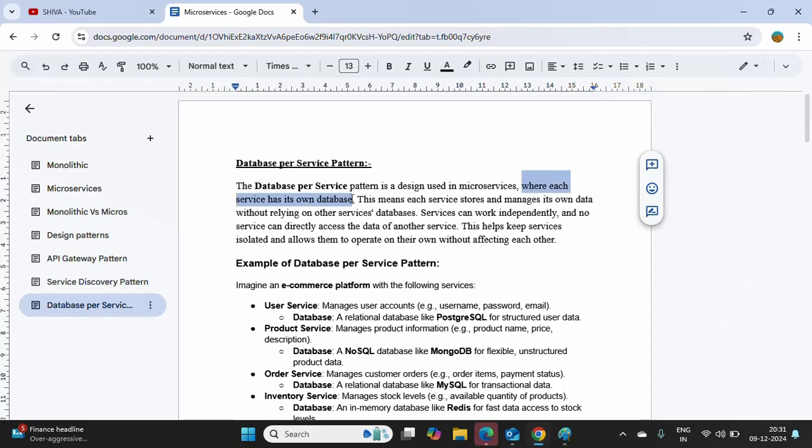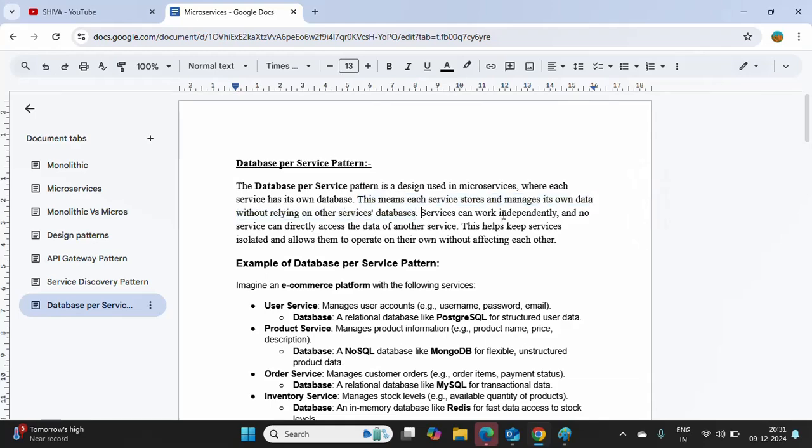These four Spring Boot applications are going to connect with their own database. The user service is going to connect with its own database, and the product service is going to connect with its own database. They won't depend on each other. This means each service stores and manages its own data without relying on another service's database. If you maintain a separate database for each service, everything will be independent. They won't worry about each other's data.